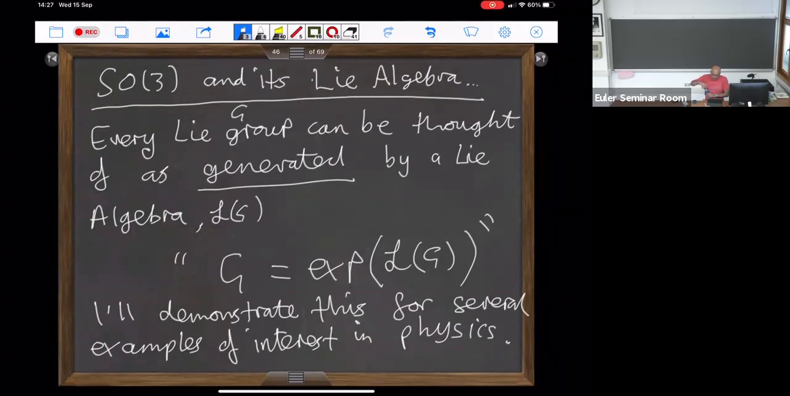And the continuous groups that arise in physics are usually of what are called Lie groups. These have the property that they are in some sense generated by an algebra called the Lie algebra. And the rough idea is that the group is the exponential of the Lie algebra. I'm going to demonstrate this to you in an elementary fashion for several of the groups that will be of interest in this course and other courses. Okay.